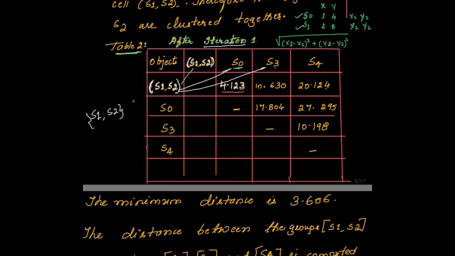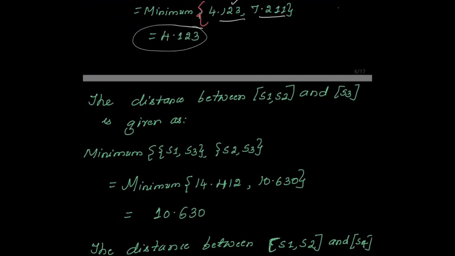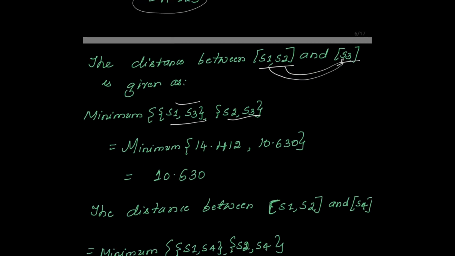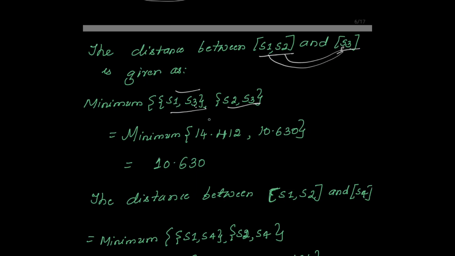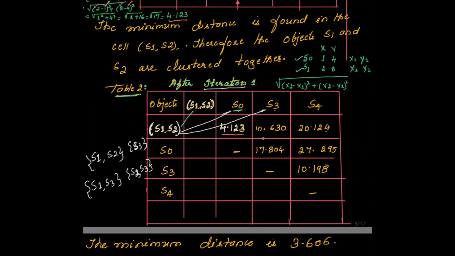Similarly, you will find the distance between S1, S2 and S3. Just now I showed you S1 comma S3 and S2 comma S3. Take the minimum of these. I am doing those calculations here. For S1, S2 and S3, first write S1, S3, then S2, S3. From the first table, the distance between S1 and S3 is 14.412, and between S2 and S3 it is 10.630. The minimum is this one, 10.630. So now you can fill that value in this table. So two values you have done.